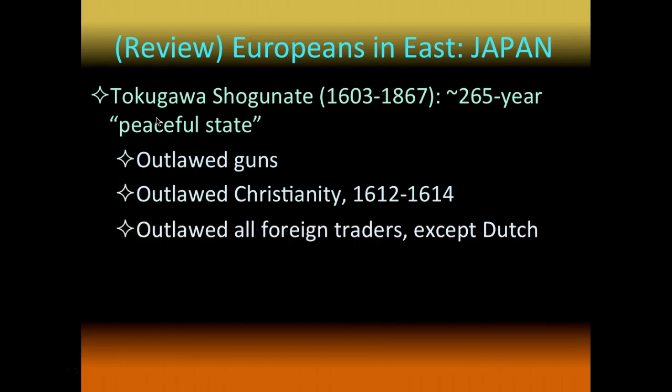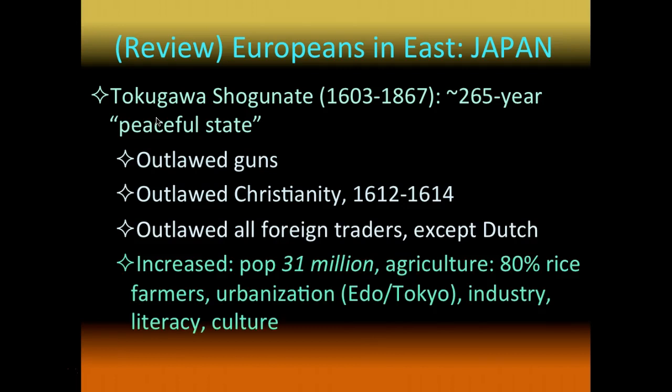And they eventually outlawed all foreign traders except for the Dutch. And we'll talk more about this in a moment. But basically, this prolonged peace allowed Japan and the economy to flourish. And this resulted in increasing urbanization.